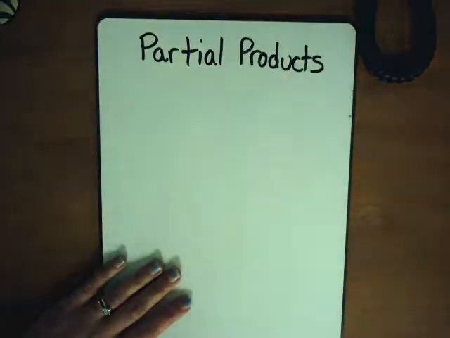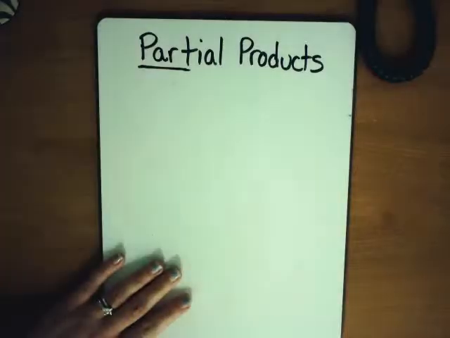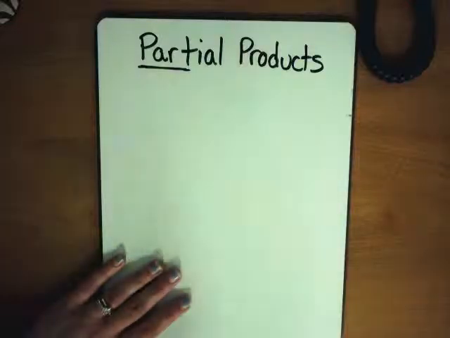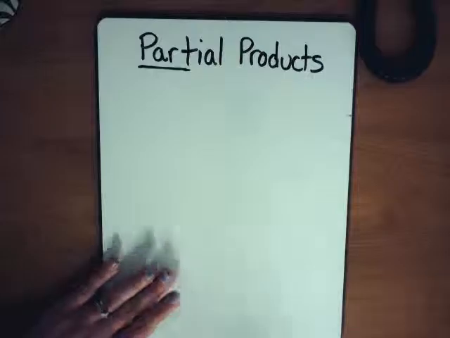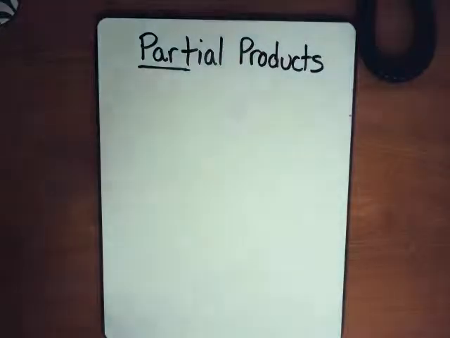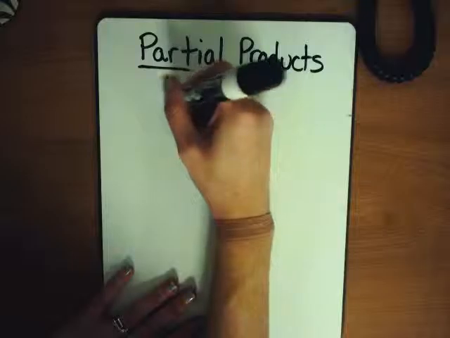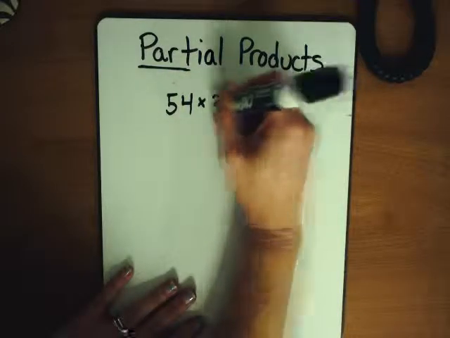Okay, so with partial products we've got the word part here. Just like partial sums, we are going to do small parts and then add them all up. Okay? So also, just like partial sums, we want to do an estimation first to determine whether our answer is reasonable. So go ahead and write this down in your notebook. We're going to do 54 times 3.